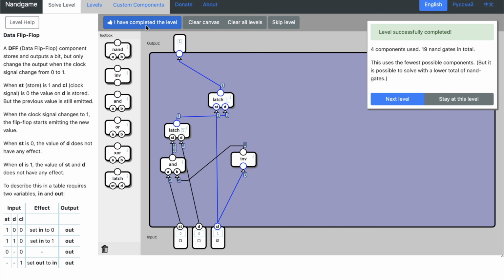Let's see what happened. All right, and it's still telling me it's possible to solve with a lower number of NAND gates. As I said last week, I'm really not going to worry about that at all.